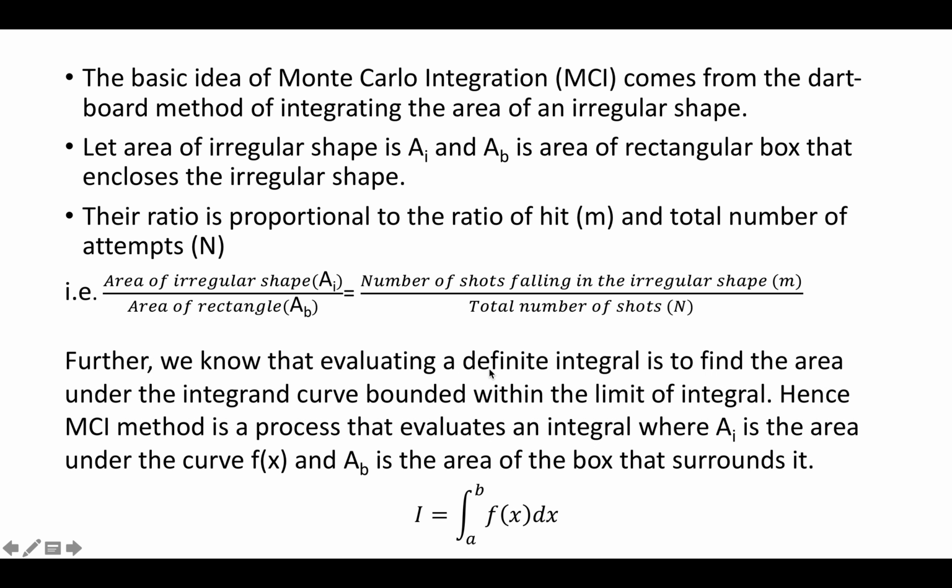Further, we know that evaluation of a definite integral is equivalent to finding the area under the integrand curve, bounded within the limits of the integral. Hence, the Monte Carlo integration method is a process that evaluates an integral, where AI is the area under the curve f(x) and AB is the area of the box that surrounds it. So the definite integral I is given by the integral from a to b of f(x) dx, and we can calculate this integral using the Monte Carlo integration method.